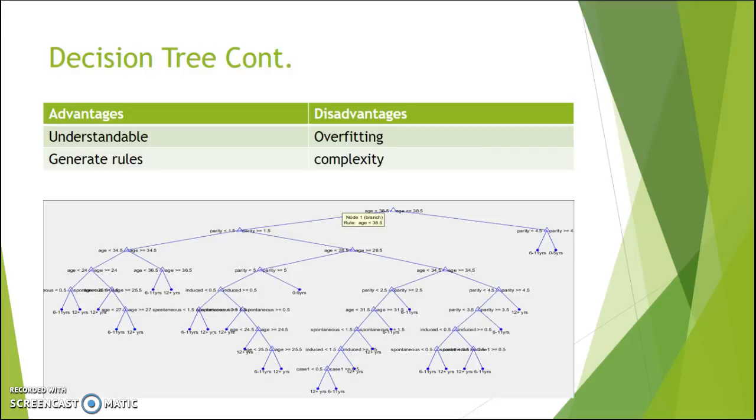As you can see, here is the picture of the decision tree. The advantage of using decision trees is that they're easy to understand and easy to generate a route for the graph. However, on the other hand, they're prone to overfitting and it's complex to generate the pseudocode for this one.